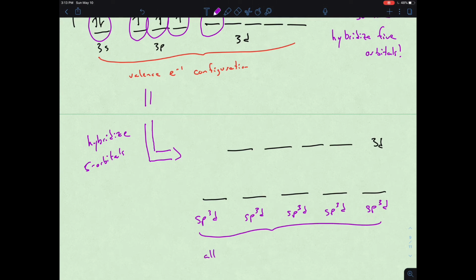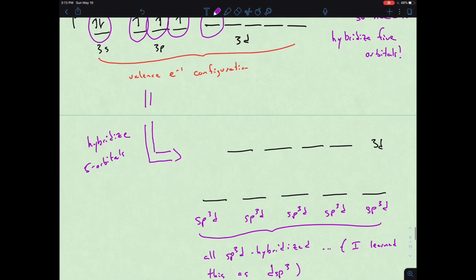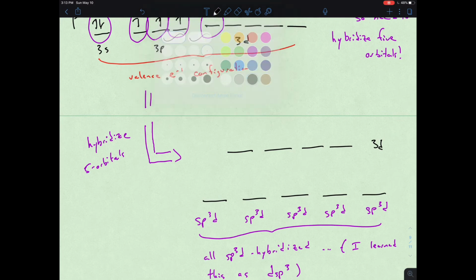And so these are all sp3d hybridized. If you're an old dog like me, I learned this as dsp3. So, I'll accept either or. But with the phosphorus, there's 5 electrons. So how does the phosphorus expand? Well, that's how it actually does it.